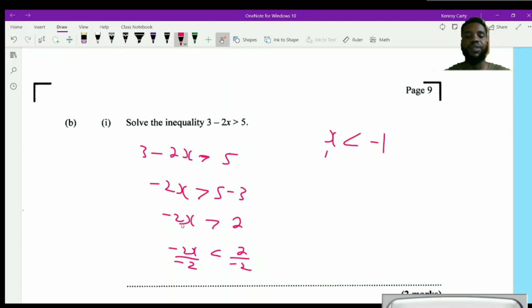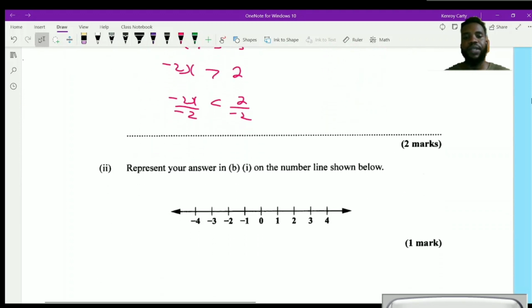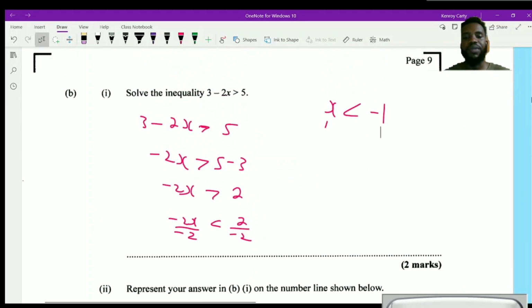So every time you divide or multiply by a negative, the side that was greater will become less, and so you turn around the sign. Alright, you treat it like a regular equation, apart from the fact the sign changes when you multiply or divide by a negative. Represent your answer on the number line.